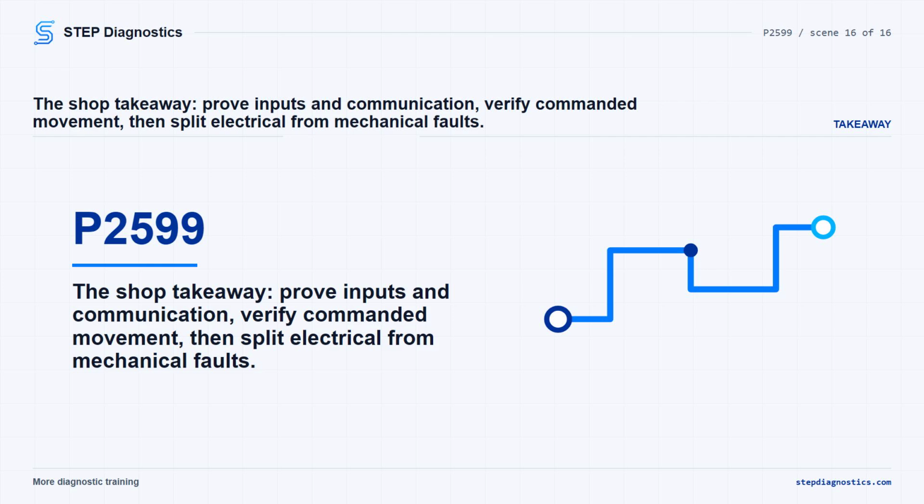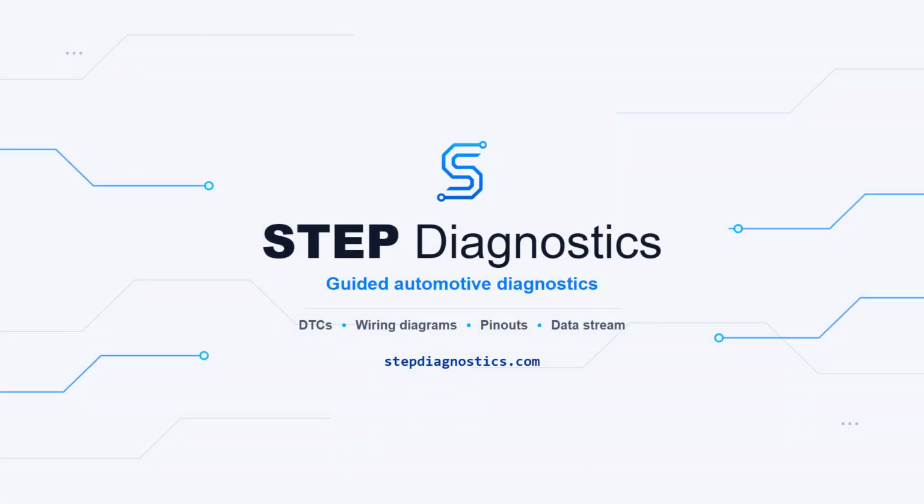Takeaway: P2599 is not a guess and replace code. Prove the related inputs and communication first. Verify commanded vane movement. Then separate electrical faults from actuator, linkage, and turbocharger mechanical faults.